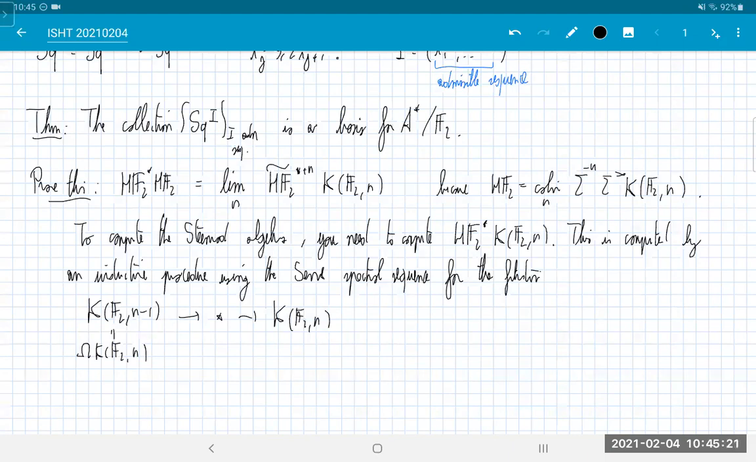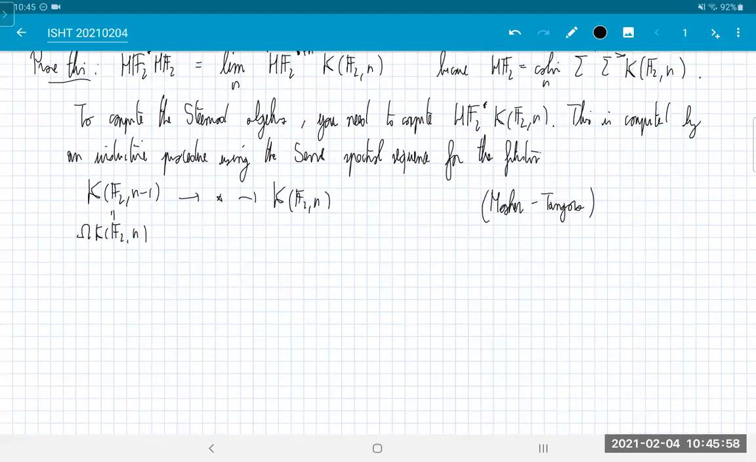I'll put a reference perhaps in the notes. The book of Mosher and Tangora has a good explanation of this. Anyway, it's a complicated computation, but you can do every step inductively, and you end up with the formula I told you for the Steenrod algebra, which is what I want to use today. And you have to start with the cohomology of RP infinity, which thankfully we will need also in the following, because RP infinity is also related to Thom spectra.